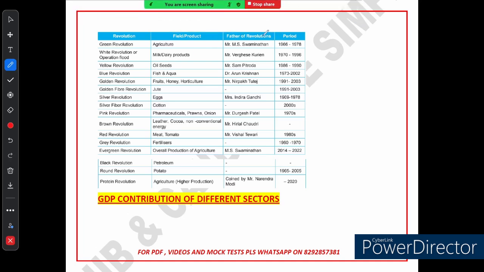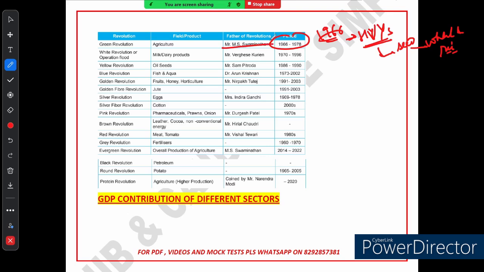It started in 1966 and focused on introducing HYV. When I say HYV, it means high yield varieties of seed, particularly of wheat and rice. This revolution also promoted the use of chemical fertilizer and irrigation to boost productivity, and the father of the Green Revolution is known as MS Swaminathan.